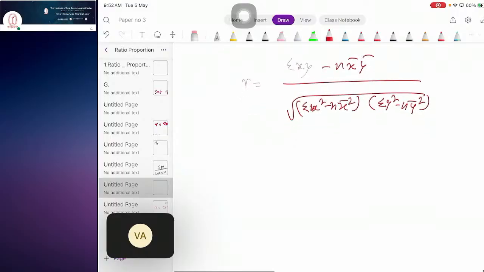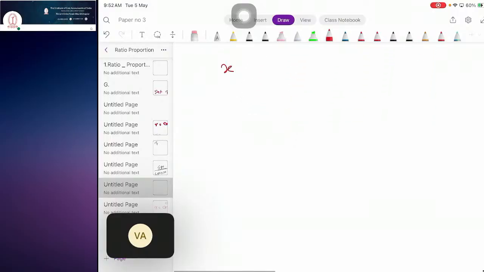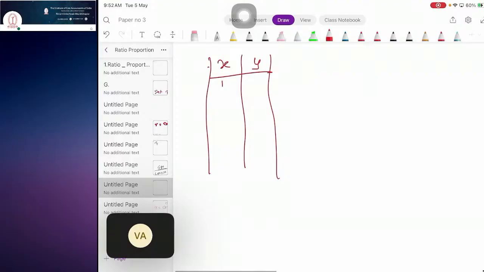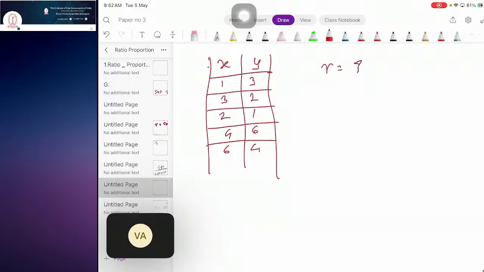Now let's solve one example on this. Suppose you are having the values of x like this and the values of y. The values of x are, suppose, 1, 3, 2, 4 and 6. And for y, suppose it has 3, 2, 1, 6 and 4. And if it is asked what will be the value of r? R means Karl Pearson's coefficient of correlation. What is the formula for that?